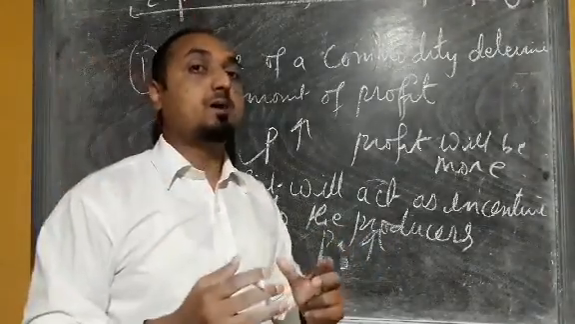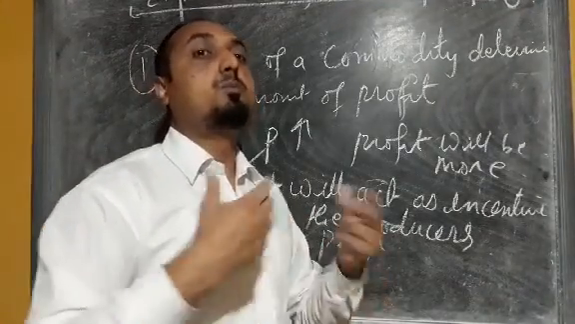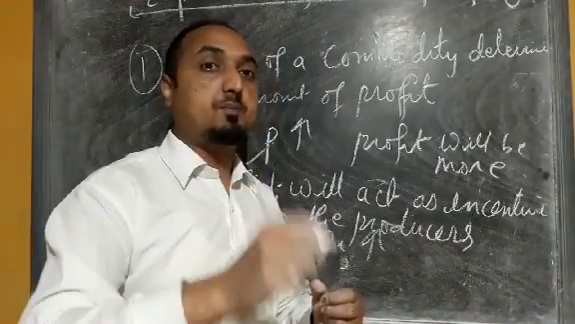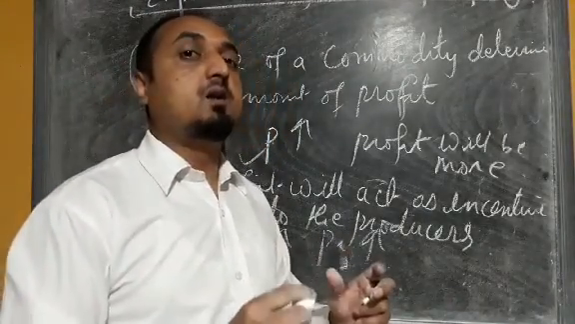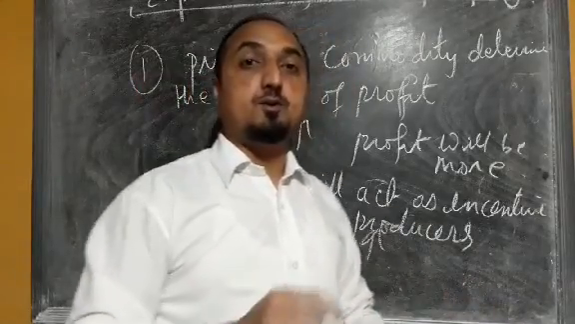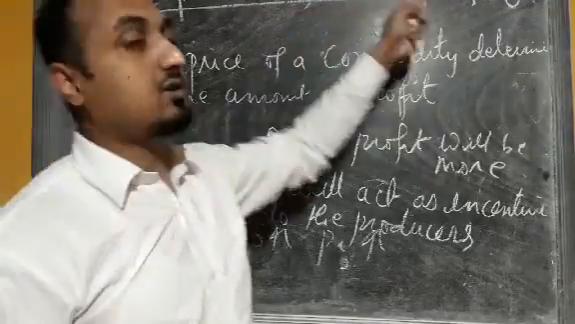So this higher price will induce more profit for the producer, profit margin will be more, and if profit margin is more, that will encourage the producers to produce more. So that is one of the important reasons or explanations of this law of supply.